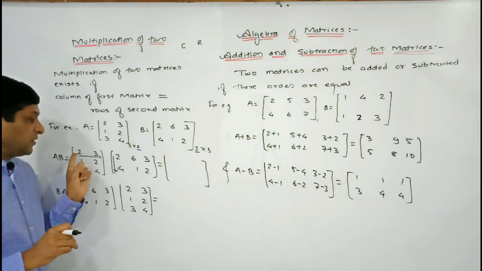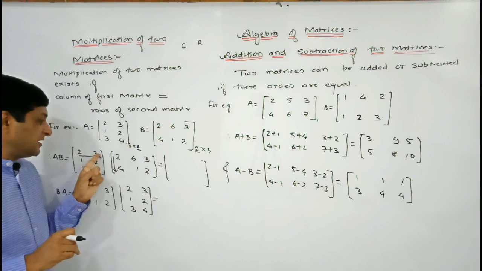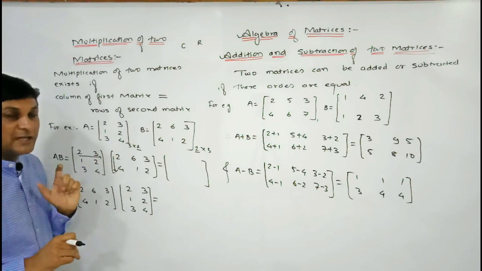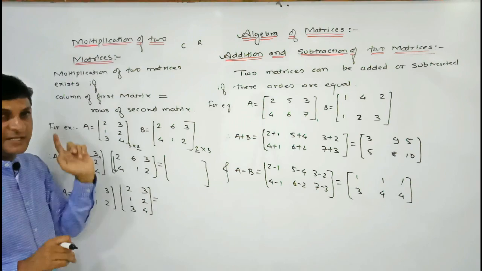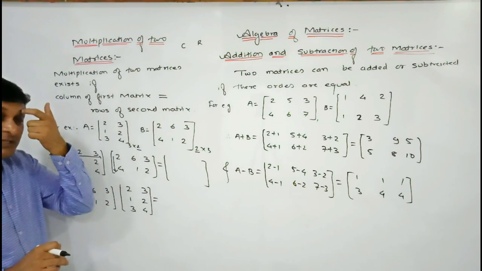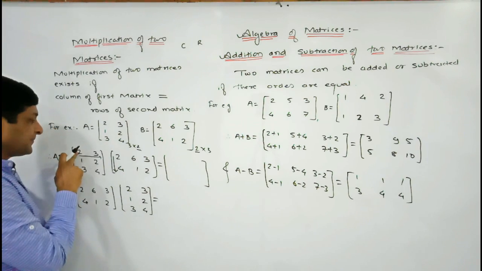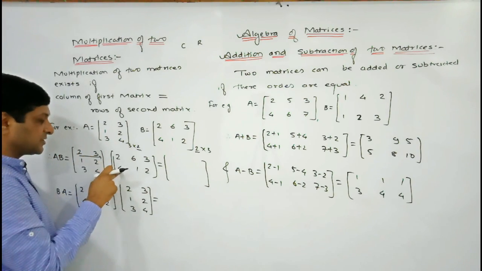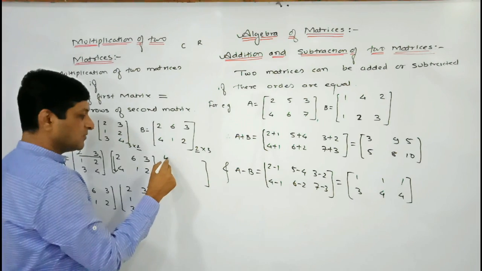But when can we say that multiplication exists? When the number of elements in a row and the number of elements in a column are equal. If this condition is satisfied, multiplication exists, and that's why we say multiplication exists only if this condition is satisfied. So let us see here: 4 and this product is 12.